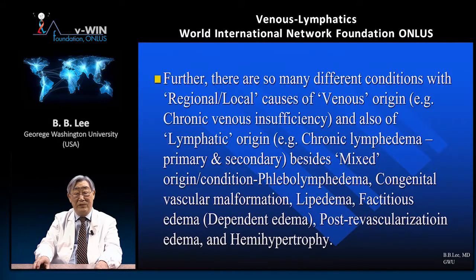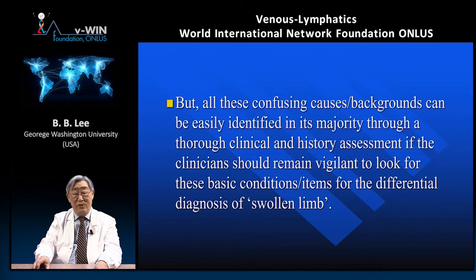Further, there are so many different conditions with regional or local cause, like venous origin for chronic venous insufficiency, also lymphatic origin for chronic lymphedema, besides mixed conditions like phlebolymphedema, as well as congenital vascular malformation, lipedema, factitious edema, etc. But the majority of these confusing causes can be easily identified through a thorough clinical and history assessment if the clinician remains vigilant to look for these basic conditions for the differential diagnosis of the swollen limb.